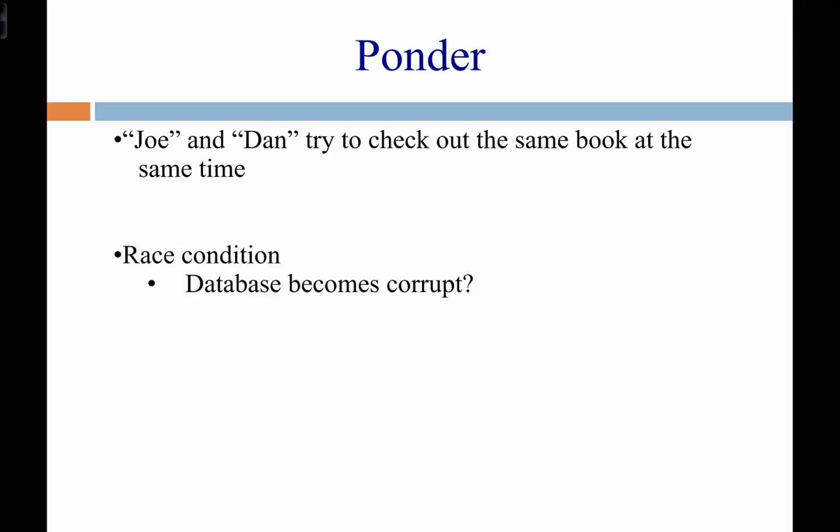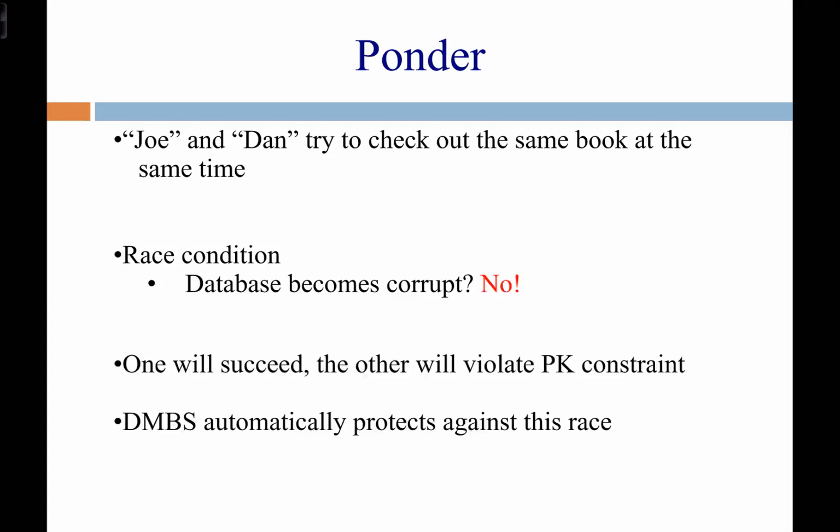So what happens in this case? Does the database just become corrupt? Does it somehow allow for two rows with the same primary key in the checked out table? Turns out the answer is no. Even without us doing anything specifically to prevent against this problem, the database management system automatically protects against this race. One of them will succeed and the other one will fail with a primary key violation.